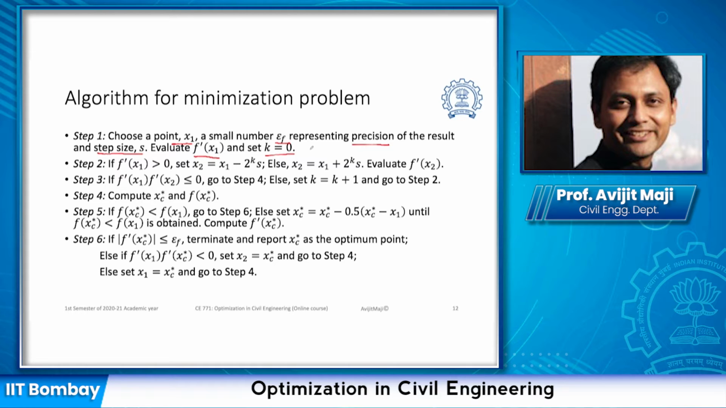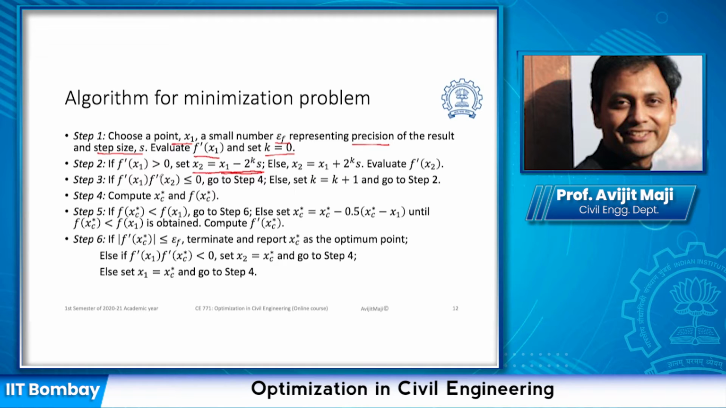Now, if we find the first order derivative, representing the slope of the objective function at the first chosen point, is greater than 0, indicating the slope is positive, that means my second point should be somewhere lesser than the x1 value, and for that reason we are saying x2 is equal to x1 minus 2 to the power k times s. This particular equation is familiar to you. We use this one in the bounding phase method.